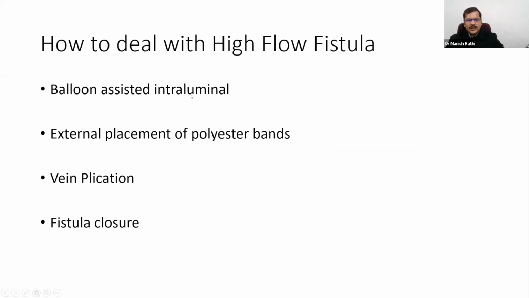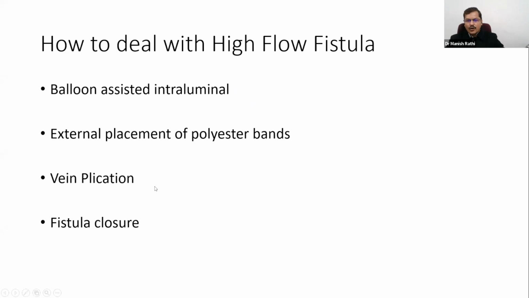So, the balloon assisted intraluminal procedure, which we all know as the Miller procedure, where a balloon is inserted intraluminally and dilated to a predefined volume, and then a band is applied externally over the dilated volume, and then the balloon is deflated and the catheter is removed. So this is what is known as the Miller procedure. Then you can do external placement of a polyester band, or vein plication, which is usually done by our surgery colleagues.